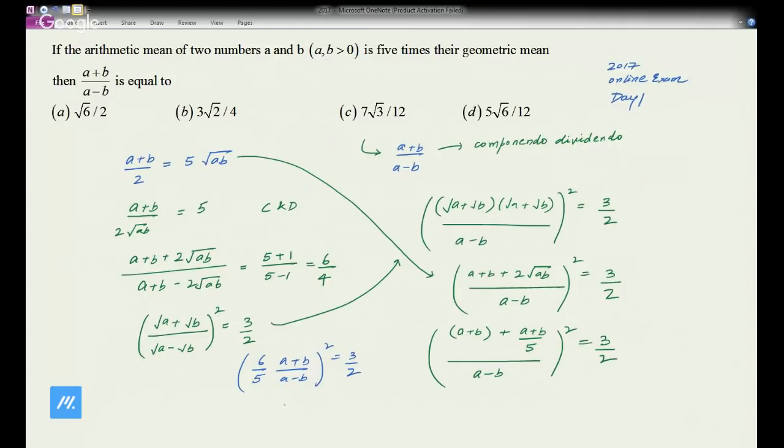Okay, so you just need to now solve this, which we can easily solve. A plus B by A minus B is equal to, this will become root 3 by 2 into 5 by 6. And if you solve this digitally, you will get D as the answer. Okay, guys?